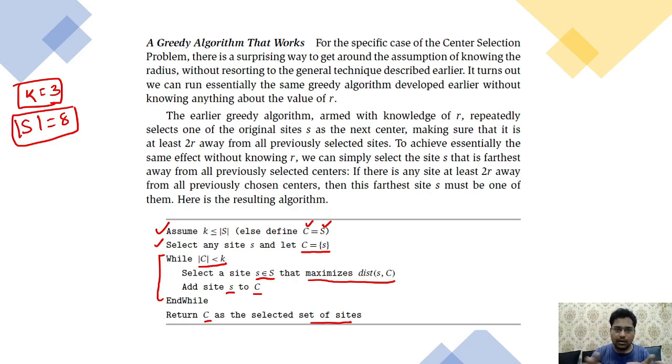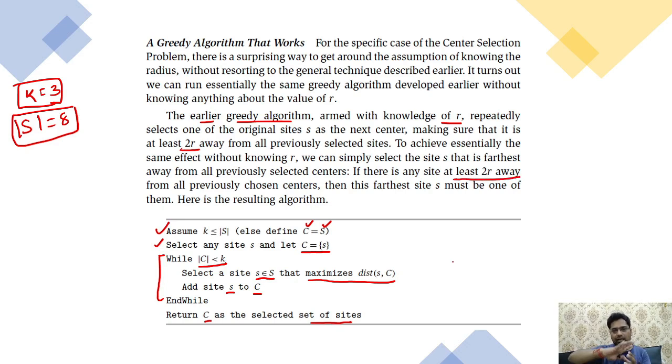This is our modified algorithm, where it is also written what the peculiar thing was that we found in the previous greedy approach. Here it is said the earlier greedy algorithm is armed with the knowledge of R, the value you should know. But repeatedly, what we have to do is pick nodes at least 2r away from all the previously selected nodes. But this time, what exactly we have to do is take the farthest from the previously selected ones, without knowing that they are at least 2r away.